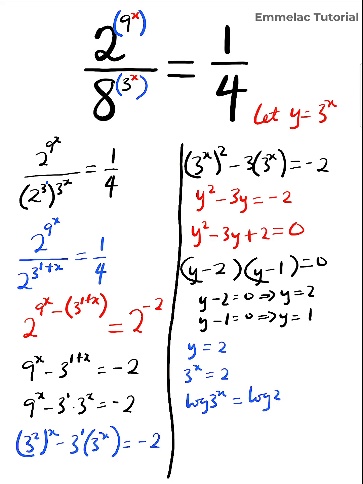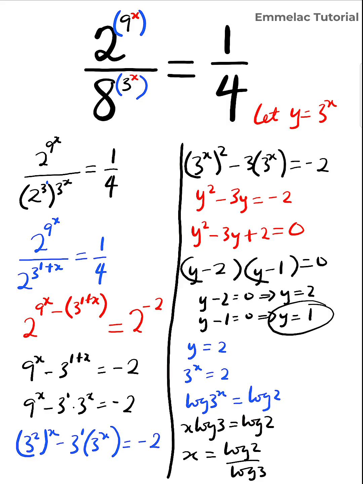Now applying the power rule of logs, we have x log 3 equals log 2. Dividing both sides by log 3, we have that x equals log 2 all over log 3. So this is the first solution. Now let us solve for the second value of y.